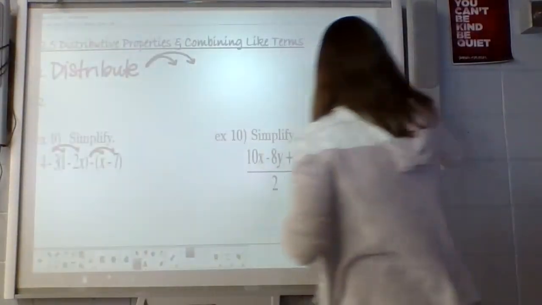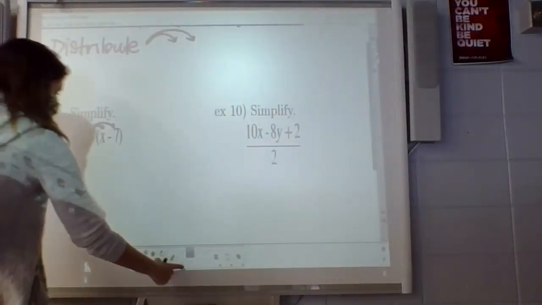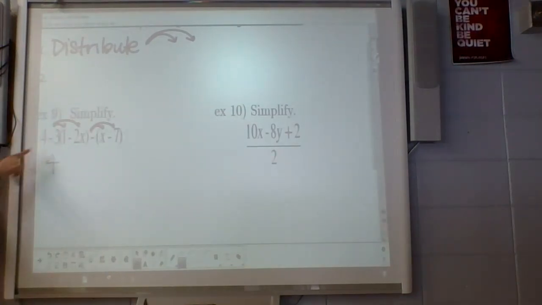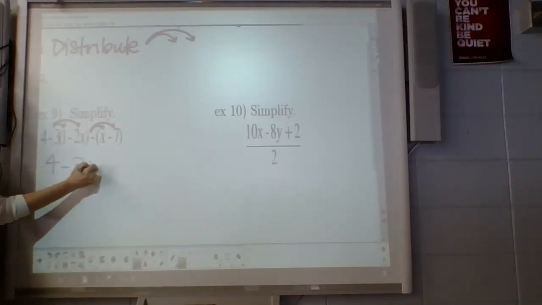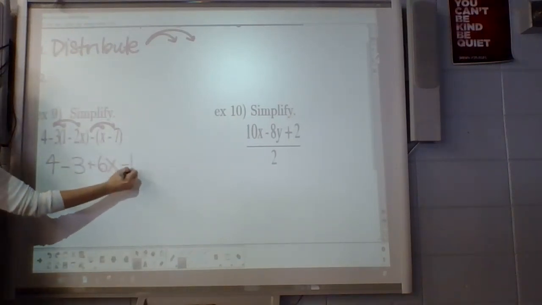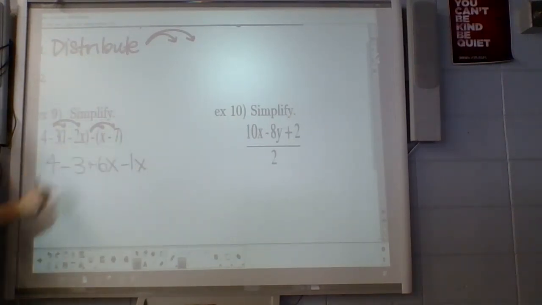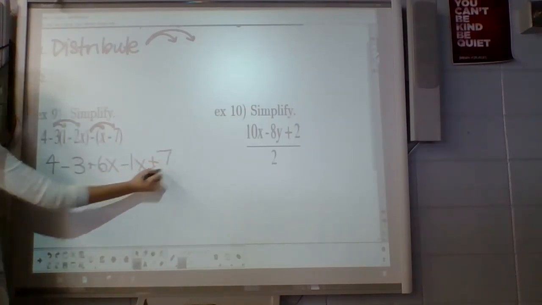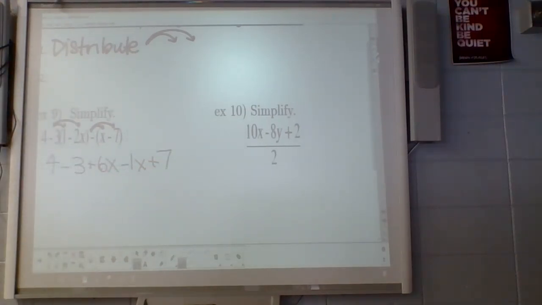So we're going to distribute. So I have 4, nothing happens to it yet. -3 times 1 is a -3. -3 times a -2 is going to be a positive. 3 times 2 is 6x. 2 negatives multiplied is positive. Then here I have a -1 times x, so like a -1x. And a negative times a -7 is going to be a +7. Did you get it? So then, now we can put the x's together.